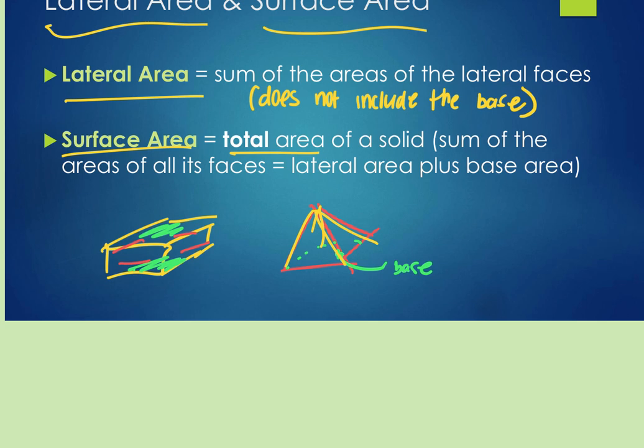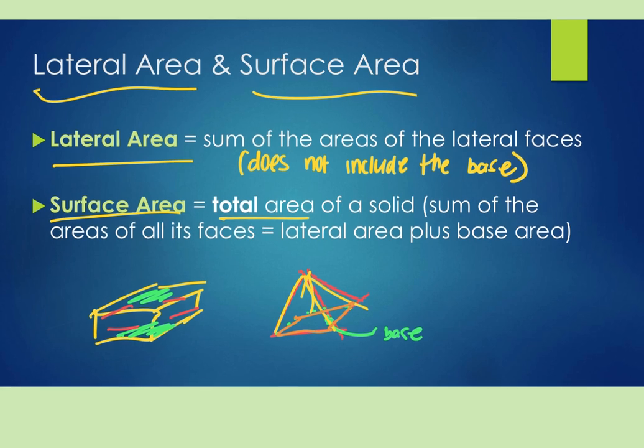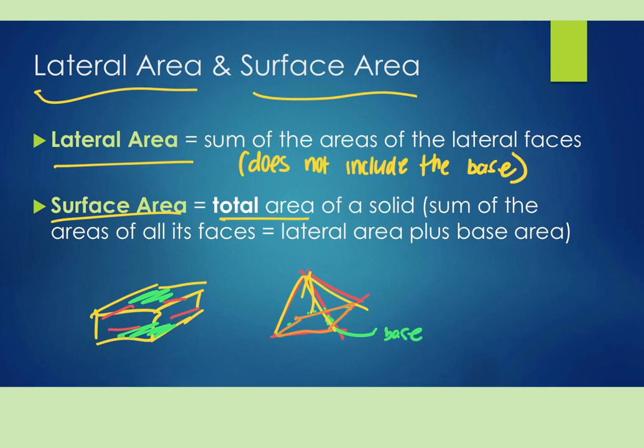So on the pyramid, the base is the bottom, right? So the base area would be the area of that base, the bottom, plus the lateral would be all of those triangles on the top. It's not the volume. Correct. This is all area. It's the outside only. Like if you're covering it in wrapping paper, the surfaces that you're covering would be the area.